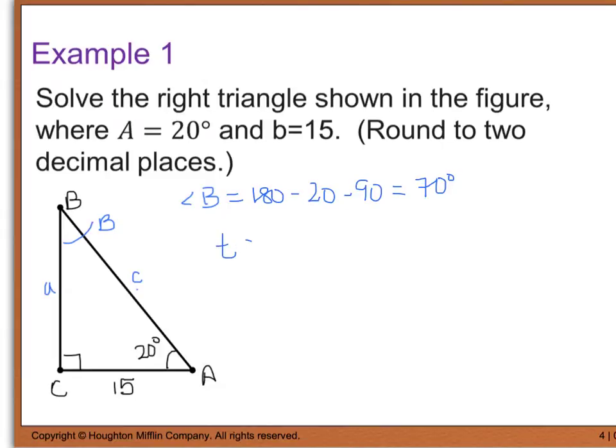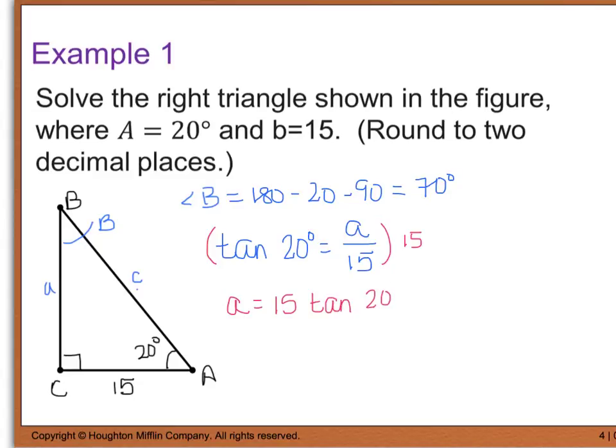So we can say the tangent of 20 degrees is equal to our opposite side length, which is A, divided by our adjacent, which is 15. So now, if I go to get A by itself, I'm going to multiply both sides by 15, and I end up with A is equal to 15 times the tangent of 20 degrees. You do need to have your calculator in radian mode. And when you do this, you'll see that A is approximately equal to 5.46.